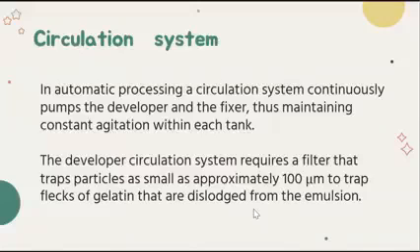So the developer circulation system requires a filter that traps particles as small as approximately 100 micrometer to trap flecks of gelatin that are dislodged from the emulsion. Because when these flecks of gelatin dislodged from the emulsion reach the second film, they can damage the film and result in reduced quality of the film.